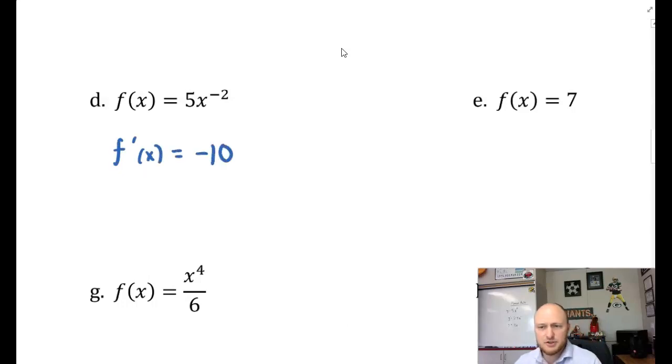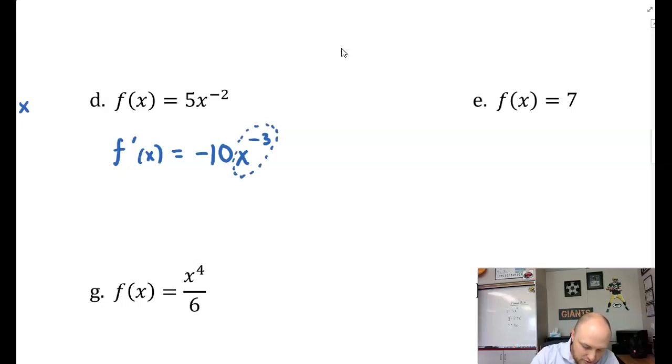5 times negative 2, that's 10 x, and then I'm going to decrease the power by 1. So instead of negative 2, we get negative 3. Now, if the instructions were to say something like, make sure that all variables have positive exponents, here they would want us to use the negative exponent property.